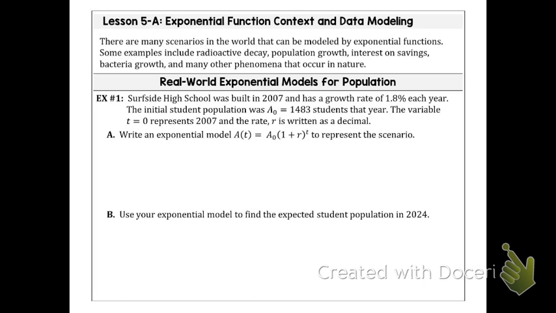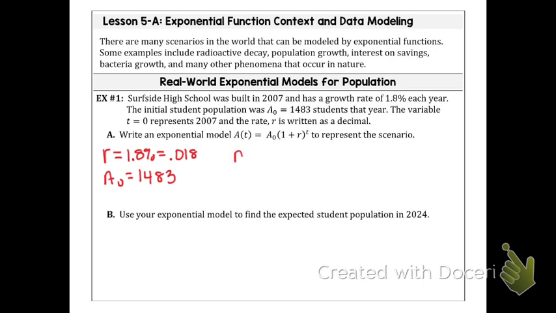So remember, A of t is going to be our ending amount. We're just after the equation, though, here. R is going to be our rate as a decimal, so it was 1.8%, which is 0.018. It told us that A sub 0 is 1,483, and then t is just the number of years, but when we're looking for the equation, since A of t is our ending amount, t is going to stay the variable.